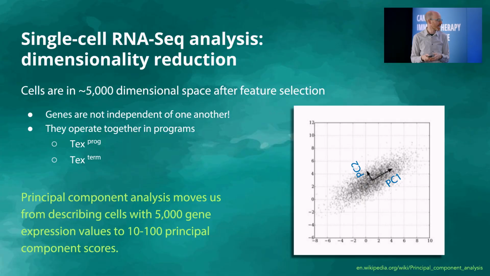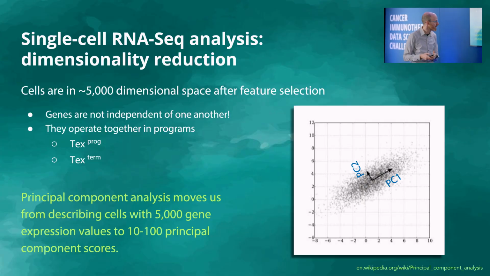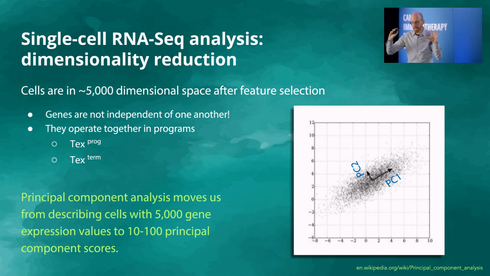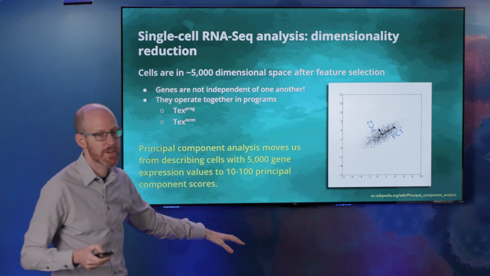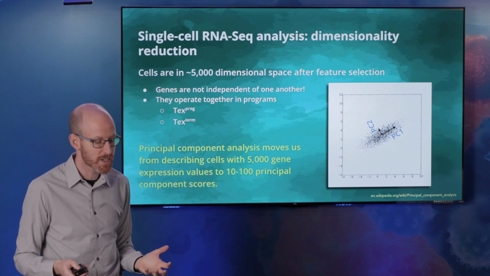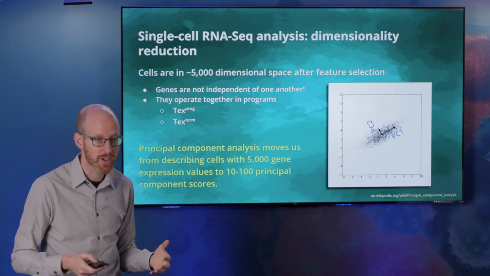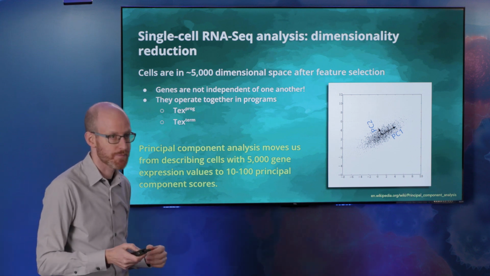And so a really common technique is this linear dimensionality reduction technique, principal component analysis, or PCA. And this allows us to move from describing cells with 5,000 genes to this new space where cells are described with 10 to 100 principal component scores, where these principal components are really reflecting the different gene expression programs within the cells. So at this point now, we've gone from 5,000 dimensional space to about 10 to 100 dimensions. And this is a lot easier to work with when it comes to clustering to identify the T cell states.